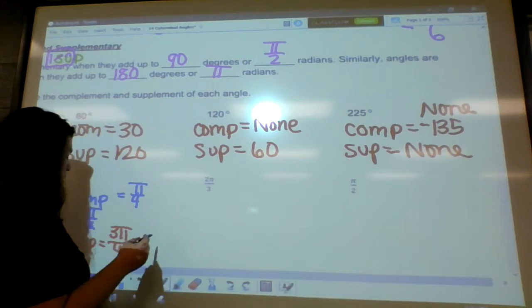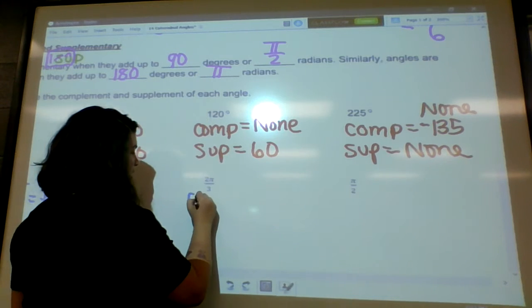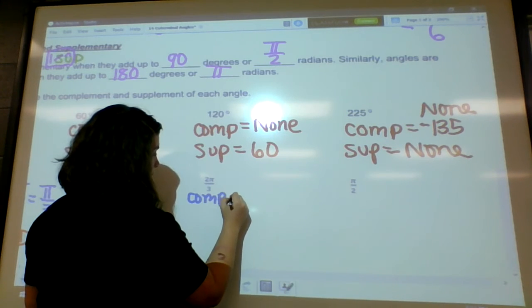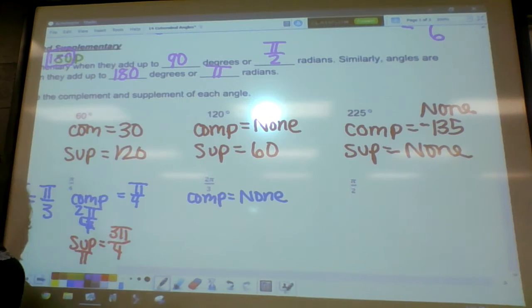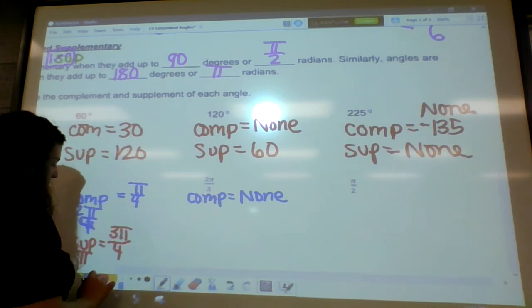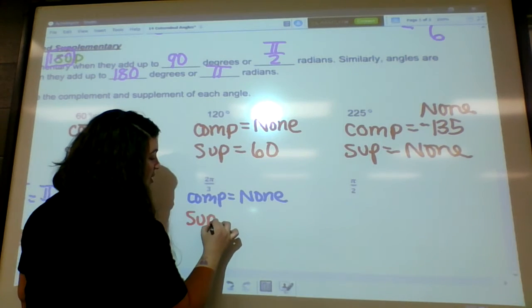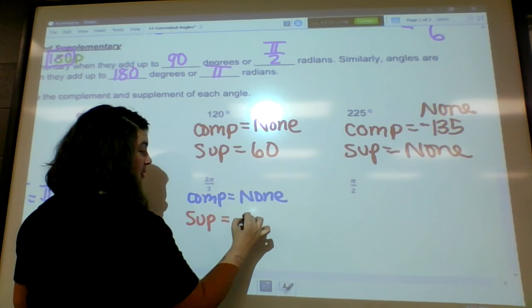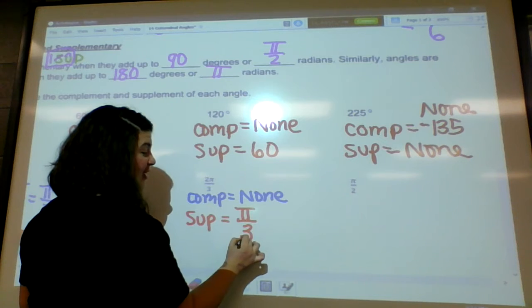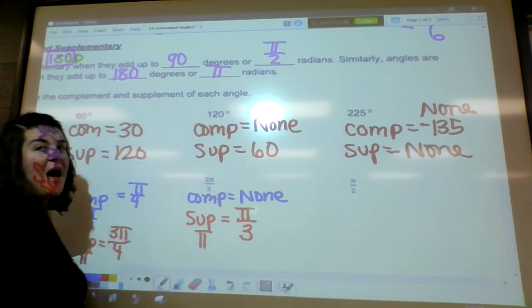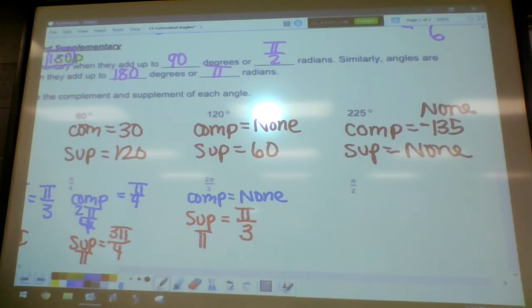All right, 2 pi over 3, complementary angle. Yeah, there's none, because 2 over 3 is bigger than 1 over 2, right? This is when it's really easy to just say none and not worry about the negatives. All right, supplementary angle is none. Close, pi over 3, because we're just trying to get to pi, right? And 2 pi over 3 is not quite yet.